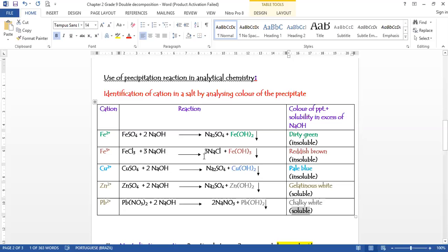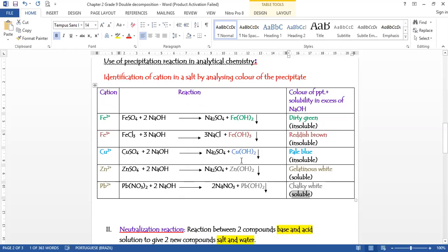This is very important because this will come as a question for observation, and you have to write the color properly. Even if you don't write the keyword, if you just write green, you will get 0 marks. You're supposed to write it as dirty green or reddish brown or pale blue or gelatinous white or chalky white. So the terms are very important. You cannot write the terms in your own words. So the color of the PPT is quite important.